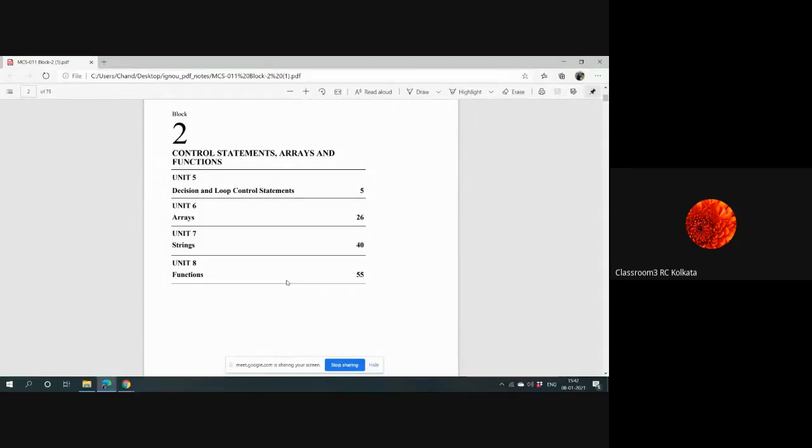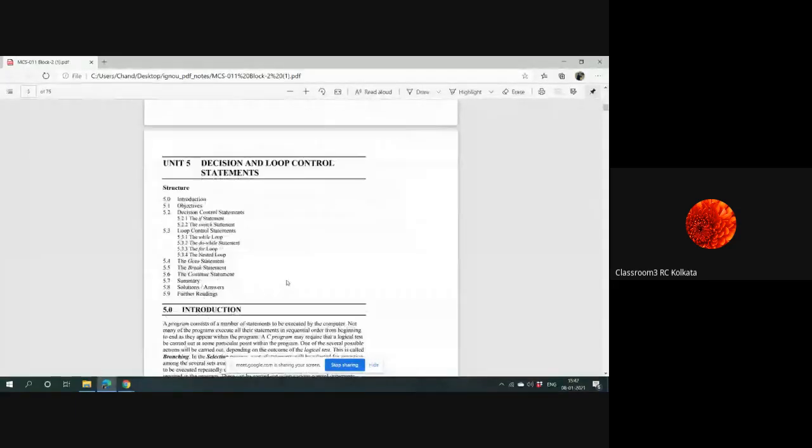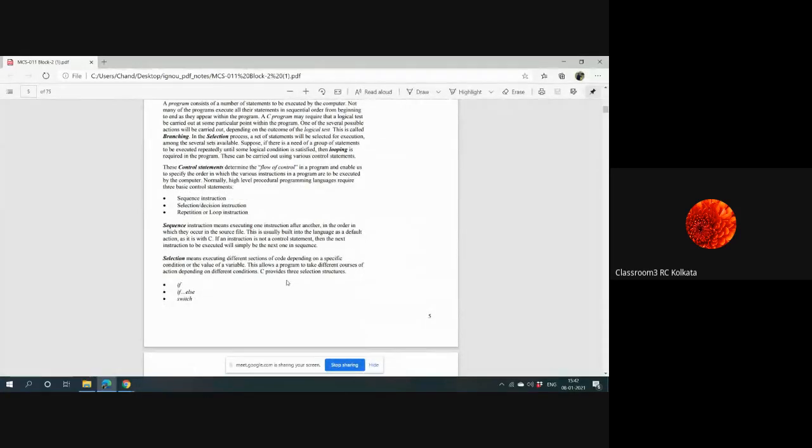Today I'm starting with decision and loop control statements. See, in C, suppose we are trying to write the programs. So there are various types of instructions. Number 1 is the instructions which need branching. Suppose I am giving you a number. You tell me whether it is an odd number or an even number. This is one condition.